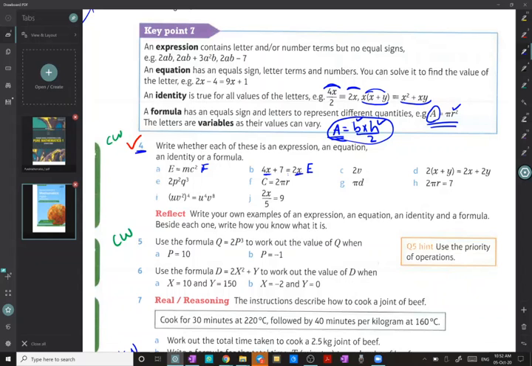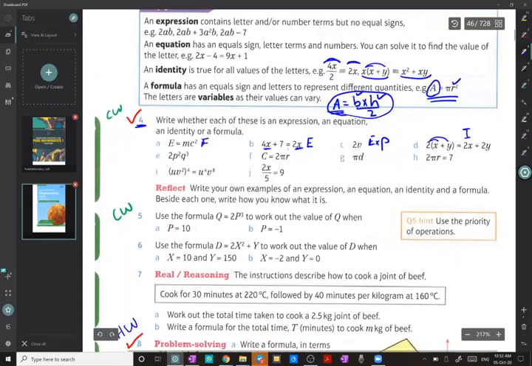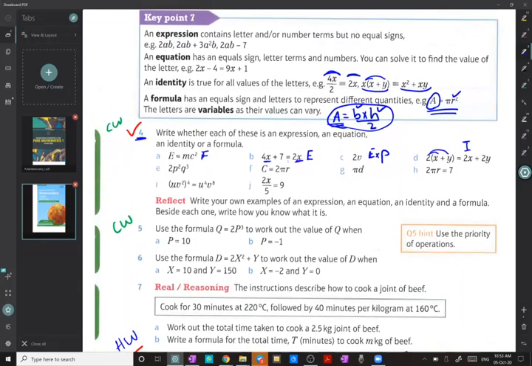In part C, it's 2 times v, which is an expression. In part D, if you expand the 2 inside, it's going to be the same as 2x plus 2y. Therefore, this is an identity. So I've given you an example of each of these. Therefore, you now have an idea of the difference between expression, equation, identity, and formula.